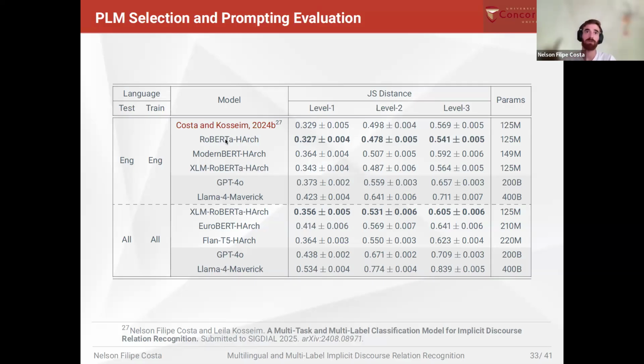We experimented with RoBERTa, ModernBERT, and XLM-RoBERTa for the English setting. And in the multilingual setting, we explored XLM-RoBERTa, mRoBERTa, and FLAN-T5. In the English setting, we also compared against our previous model from the previous research question. What we found is that in English, the RoBERTa-backed model achieved the best results, and in the multilingual setting, the XLM-RoBERTa model achieved the best results. What we found interesting is that our fine-tuned models outperformed the large language models across all levels, across all languages.